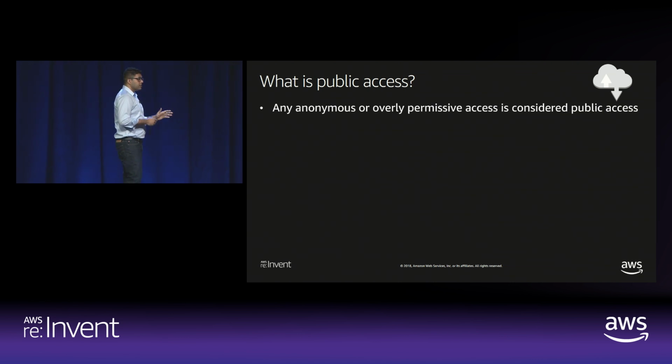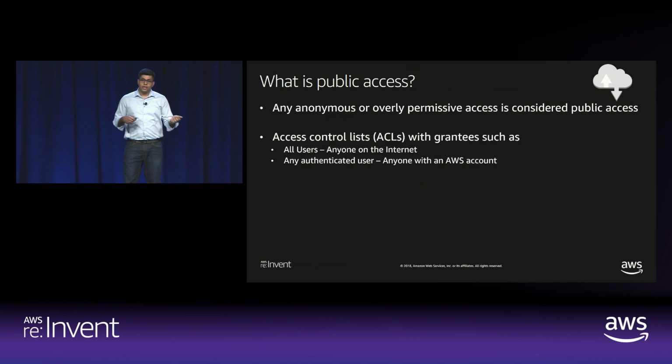So any anonymous or overly permissive access is something that we consider to be public. For example, with ACLs, if you are granting access to all users, which is anybody on the internet, or any authenticated user, which is anybody with an AWS account, we consider that to be a public access.